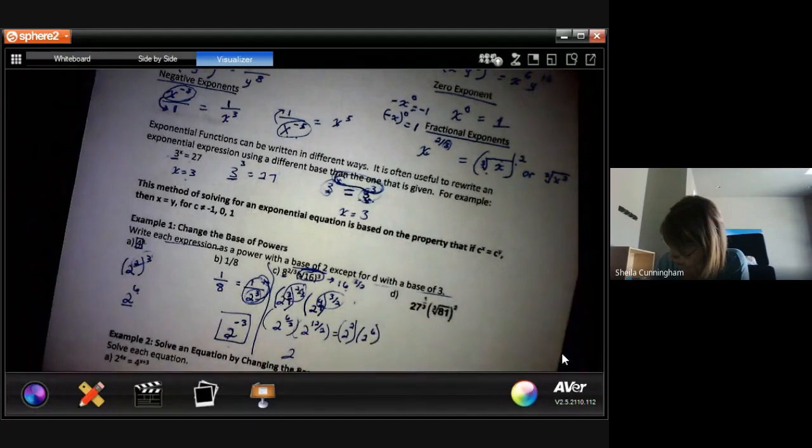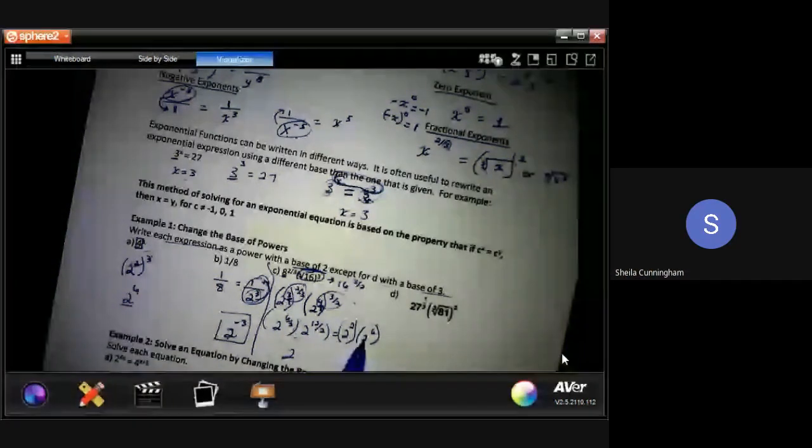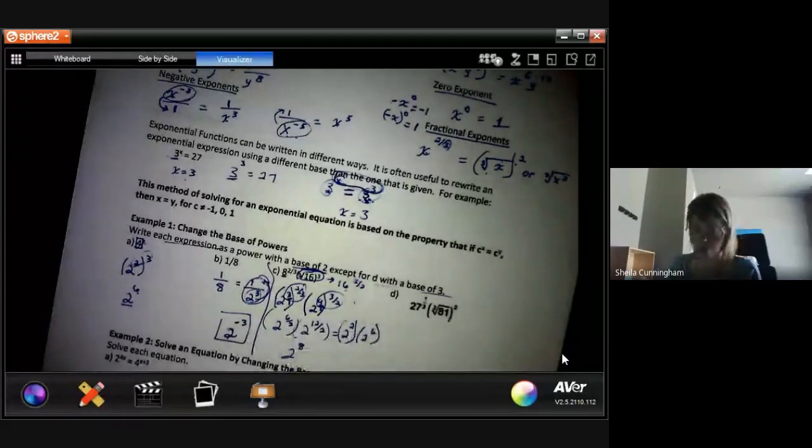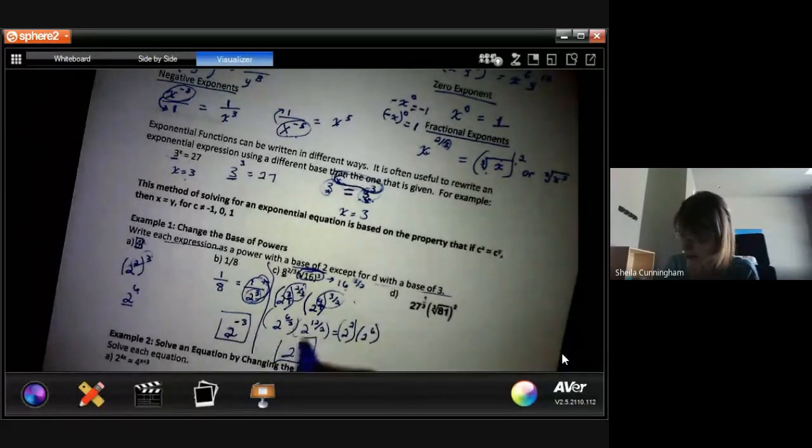I'm dealing with two terms with the same base that I'm multiplying together. I want to make it a single base. I need to add my exponents together. So in this instance, I'm going to have 2 to the power of 8 as my final answer.